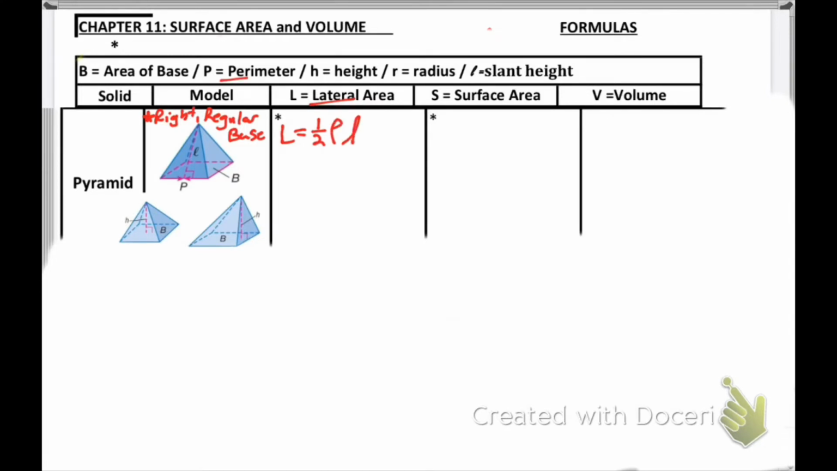times L, the slant height. So you calculate the perimeter of your base, multiply it by the slant height, and then divide by 2, and that will give you the total lateral surface area.